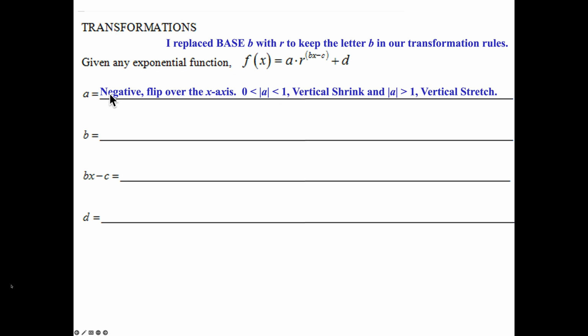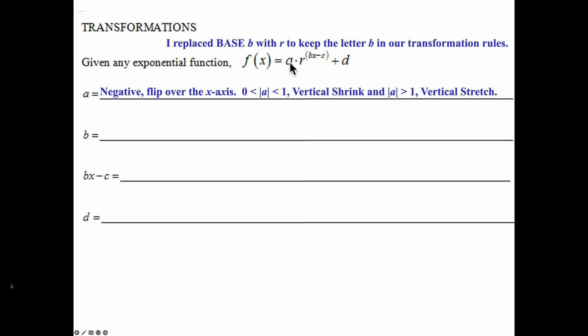So a, if it's a negative, it flips over the x-axis. And if the absolute value of a is between 0 and 1, it's a vertical shrink. And if the absolute value of a is greater than 1, it's a vertical stretch. The exact same rule as what we had before. So here, a, because it's on the outside of the function, you will always multiply this to the y-coordinate.